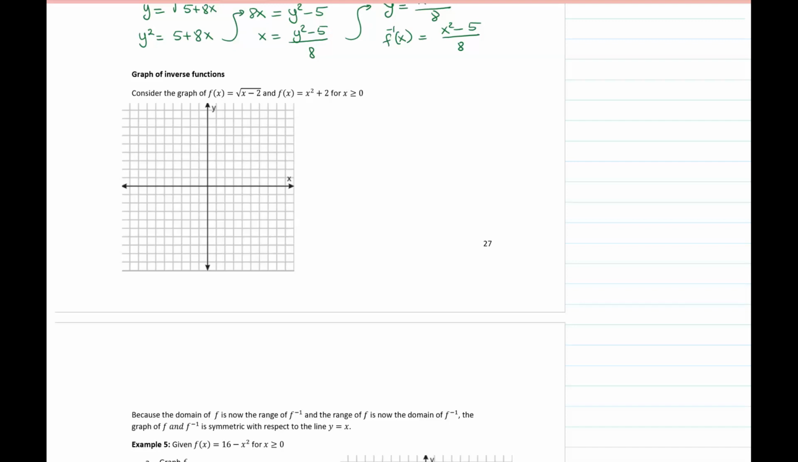Graph of the inverse function. Consider the graph of f of x equals square root of x minus 2 and g of x equals x squared plus 2 for x greater than or equal to 0. So let's start with the graph of f of x equal to square root of x minus 2.